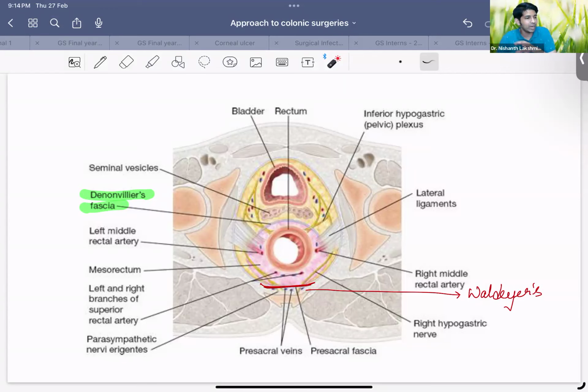Can anyone tell me why it is dangerous? Nikita. We can't control them, we can't cauterize or control them, sir. We can't ligate them. Why? There are sinuses, not the proper veins. Correct. I accept it. But what's more dangerous? The location and the presacral plexus, sir.